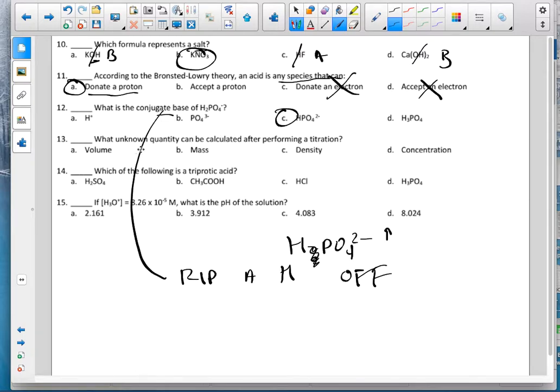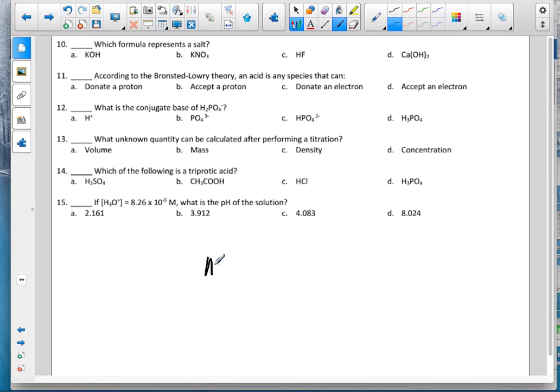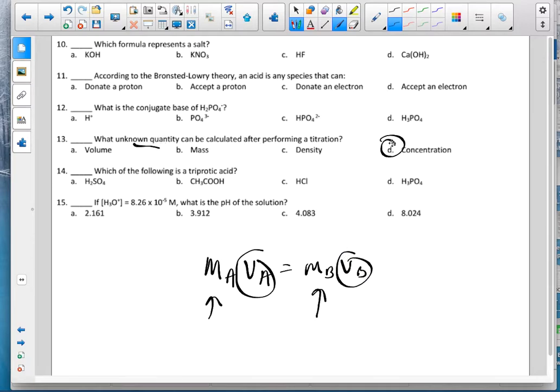Next one. What unknown quantity can be found during a titration? Remember, this is the titration equation. MAVA equals MBVB. So they're either going to ask you the molarity of the acid or the base, or they could ask you the volume that you used. So what unknown quantity? Well, you'd actually measure the volume though. So when it says unknown quantity, it's basically going to be the concentration. That's why we titrate, to find the concentration of an acid or a base.